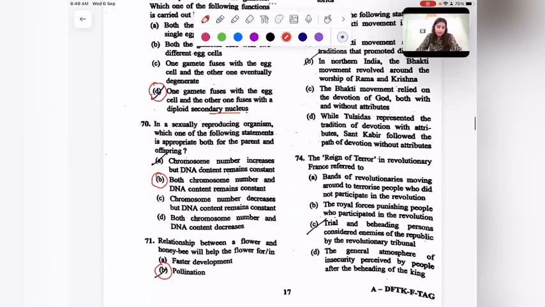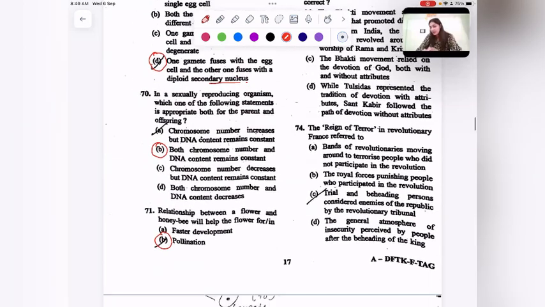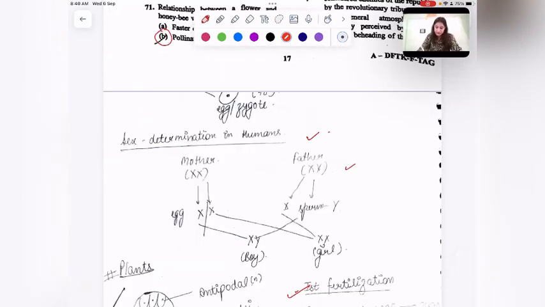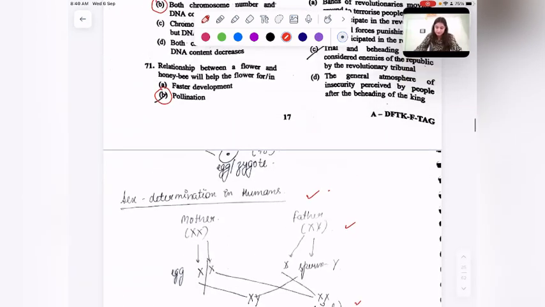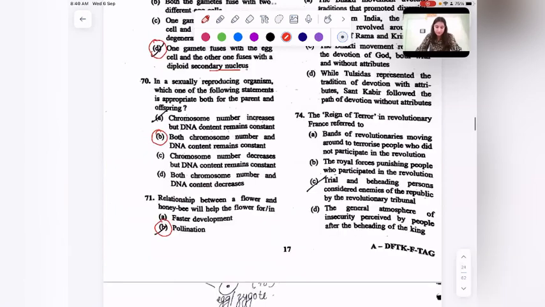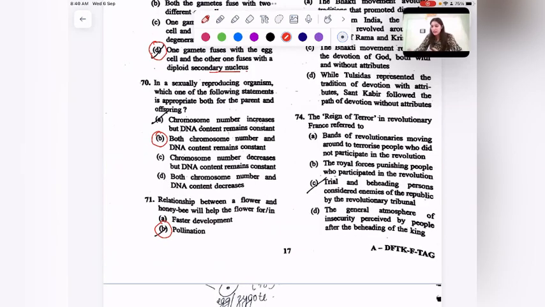Then question number 70. Again related to all these, okay? Chromosomes. So correct answer is B. Both chromosome number and DNA content in an organism remain the same. If you're talking about humans, every human will have the same amount of DNA and chromosomes.